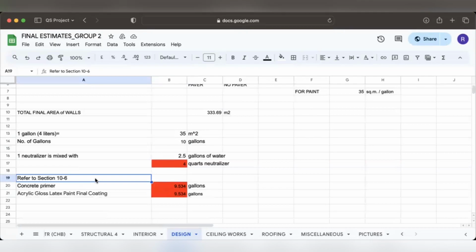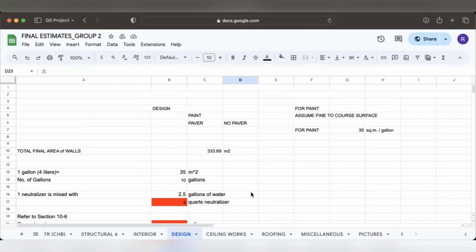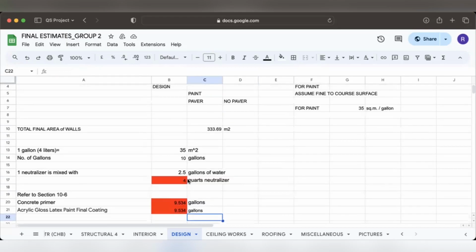Next, refer to section 10-6. We have a total primer, which I solve by dividing the total final area of walls by the standard for paint, which is 35 square meters per gallon. It is the same process for getting the acrylic gloss latex paint final coating for the building plan, the structure itself.